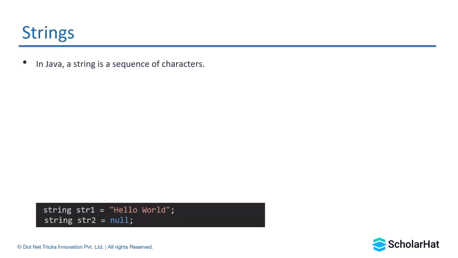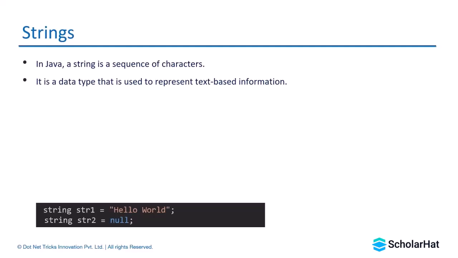Today in this session, I will be talking about strings in Java. Basically, in Java, a string is a sequence of characters or an integral part of programming where it stores a character sequence or a group of characters that comes up together.